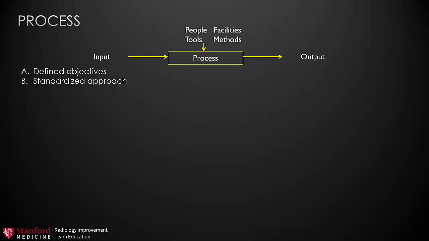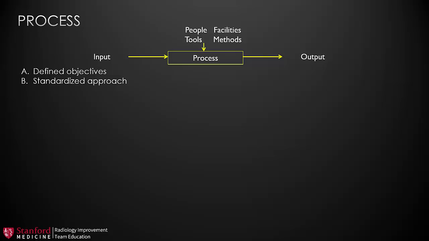As we've discussed several times in this series, a process is where an input is transferred into an output by people using certain methods and tools working in certain facilities. A process has defined objectives, meaning the output is supposed to look a certain way, and it has a defined approach, which is what makes it a process.